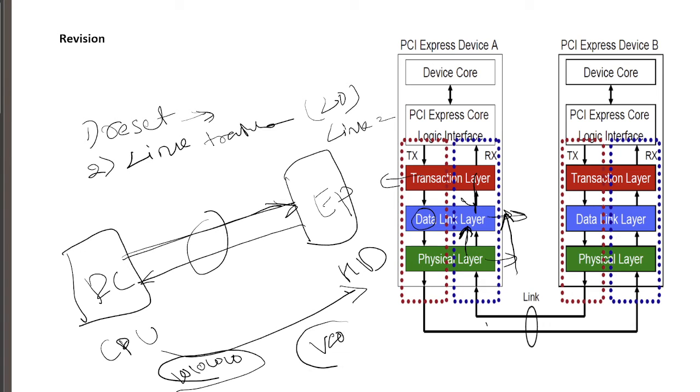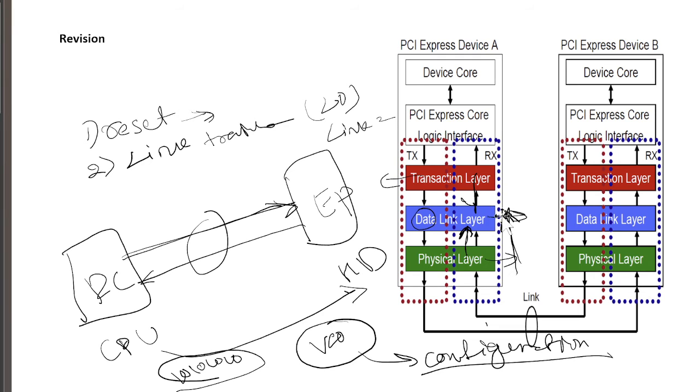Once virtual channel 0 initialization is done, it will automatically start with configuration packets. So configuration reads and writes will happen at the beginning. This is the way the physical layer tells the data link layer, and the data link layer tells the transaction layer. This is the flow we need to understand, and I want to convey it before starting the transaction layer.